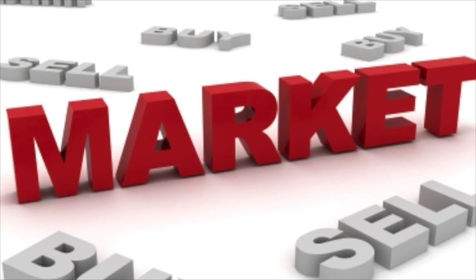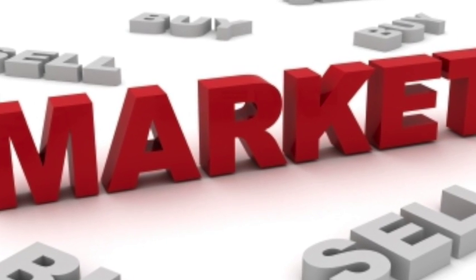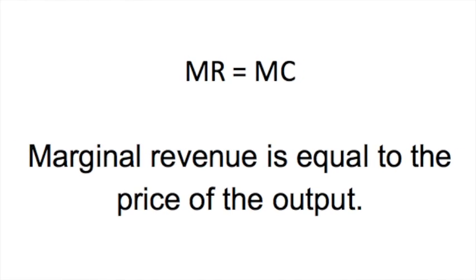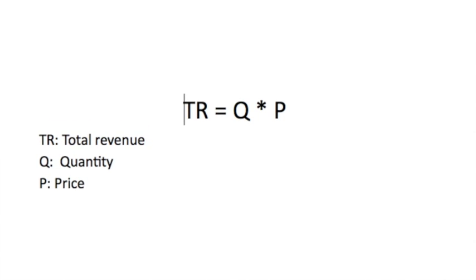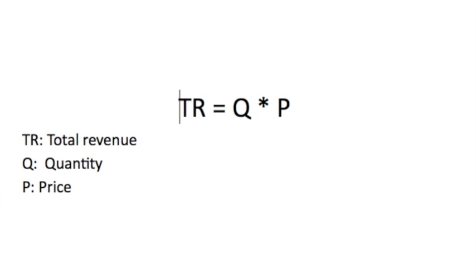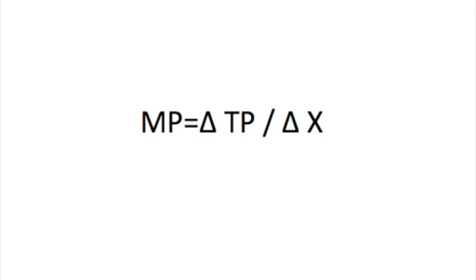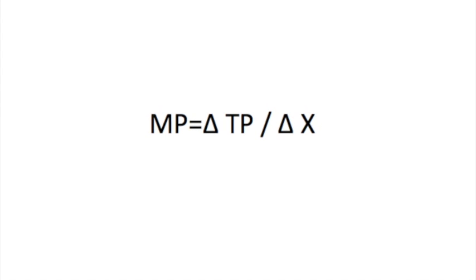Assume that the final good or service is selling in a competitive market. Then the marginal revenue is equal to the price of the output. This means TR equals Q times P. Also recall that Q is the same as total product. The change in total product as the input changes equals marginal product, MP.